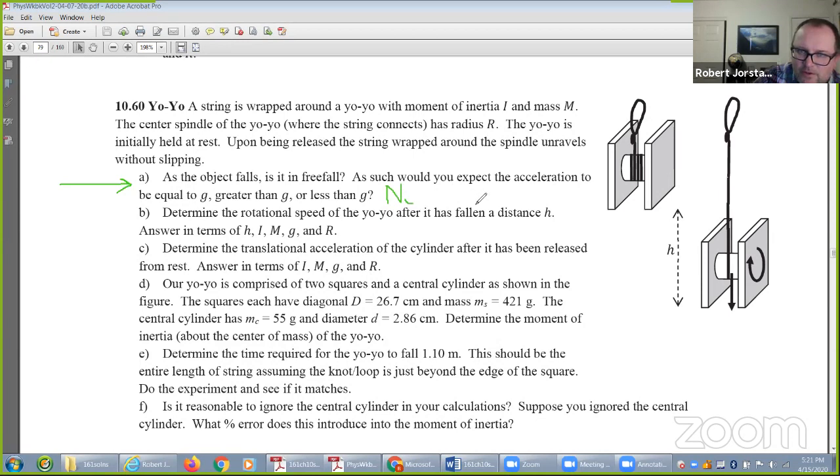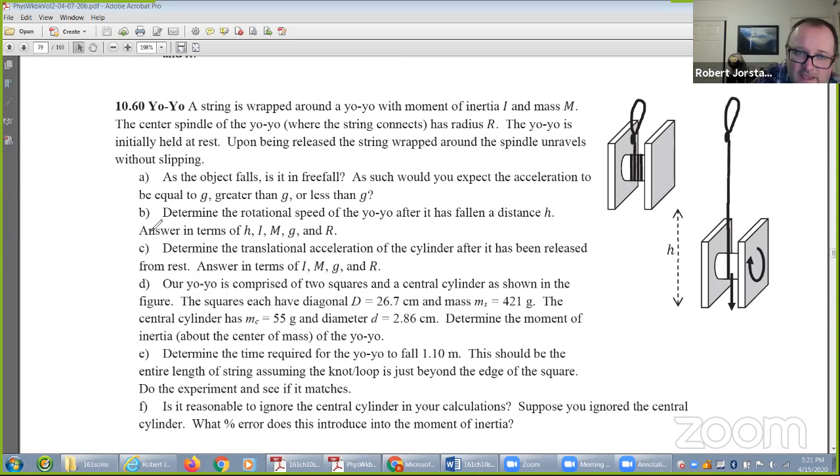There's a string pulling up on it. Free fall means only one force acting, and that's gravity. Here, there's going to be a tension up and a weight down, so this is clearly not free fall. I would expect the acceleration to be less than g because there's a tension pulling upwards on it. Hopefully that was intuitive to you. If so, awesome. If not, that's cool.